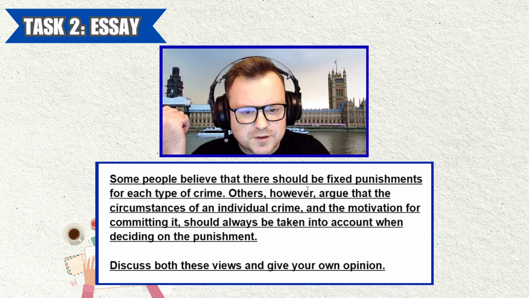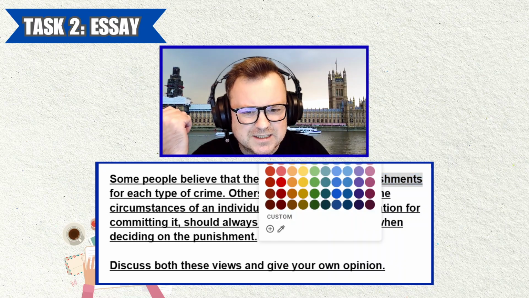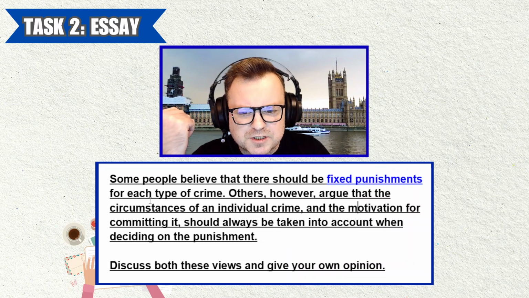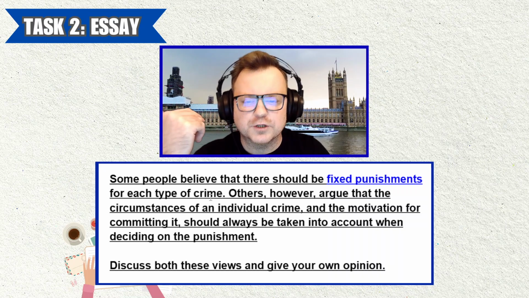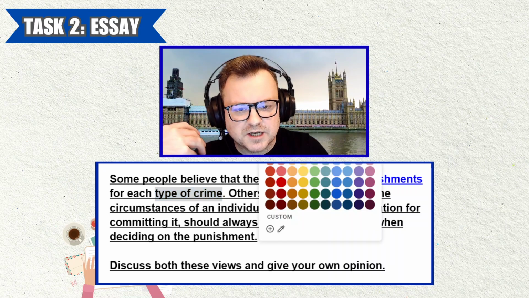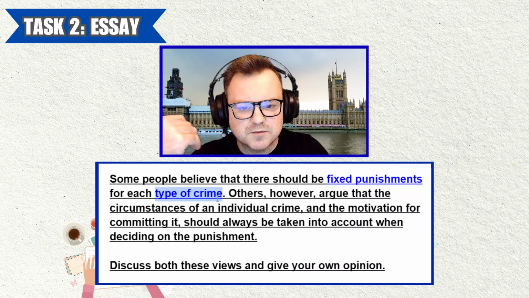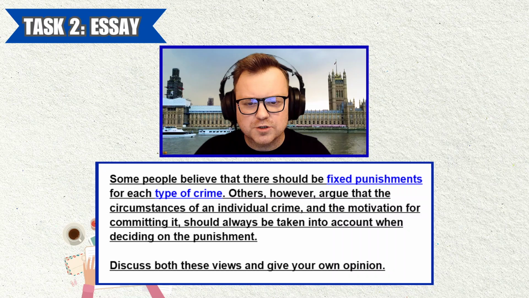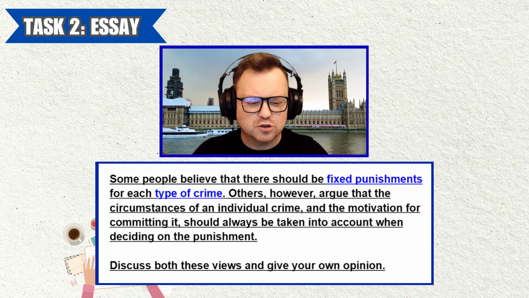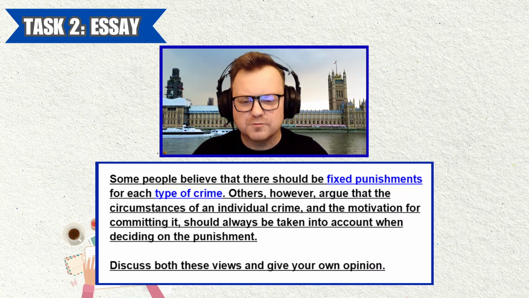Some people believe that there should be fixed punishments. Fixed punishments. What exactly is a fixed punishment? Well, let's read on. There should be fixed punishments for each type of crime. Okay, so for example, a type of crime might be murder. And so this idea is that if somebody murders somebody, they should go to prison for 20 years. And maybe stealing something. If somebody steals something, they should go to prison for 5 years, for example.